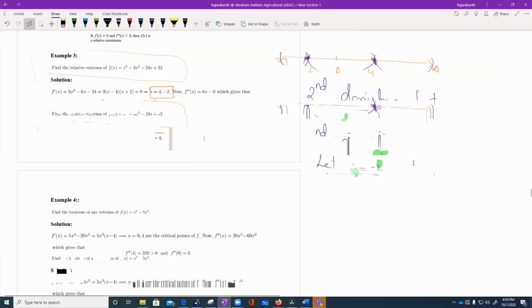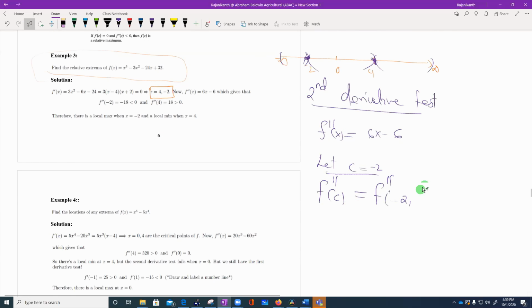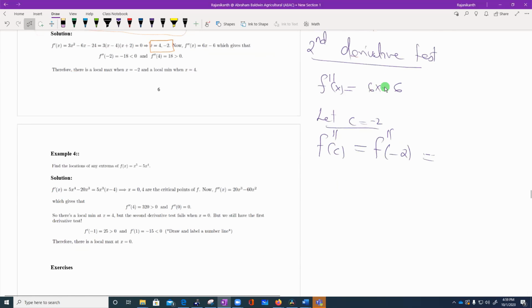I'm going to check whether the function has a max or min at this point by simply plugging this value into the second derivative. Therefore, I'm finding f double prime of c, which is f double prime evaluated at -2. Simply plugging in -2, we get -18, which is a negative number. If you are getting a negative second derivative, you will get a relative max. Very good. So you will get a relative max at our critical point.